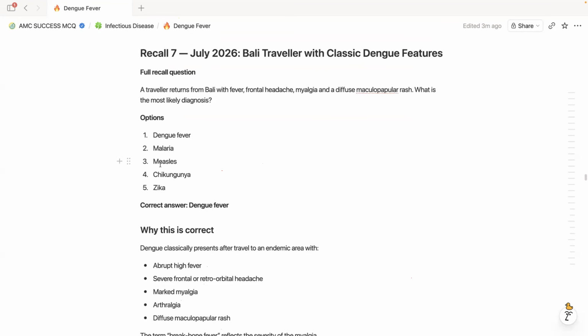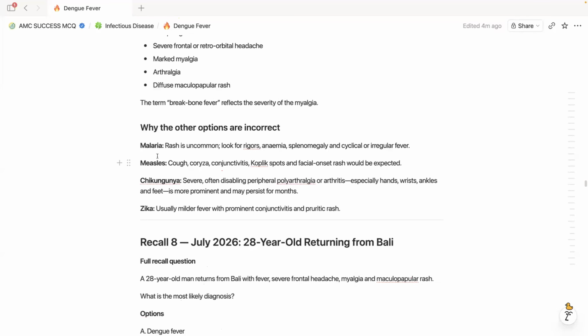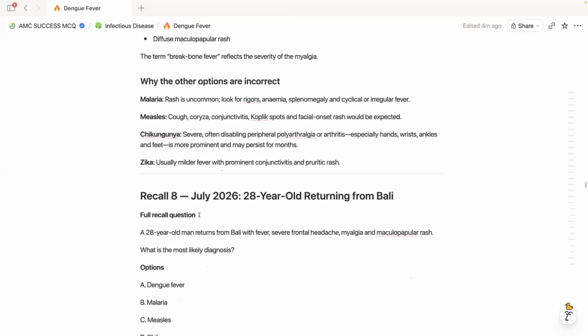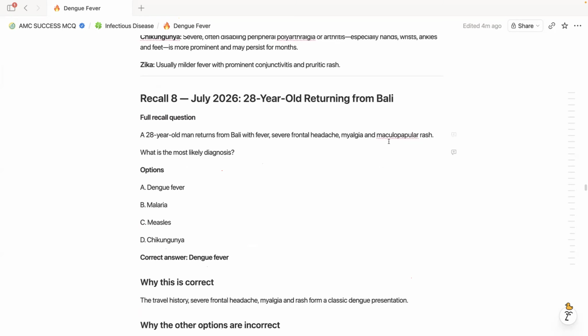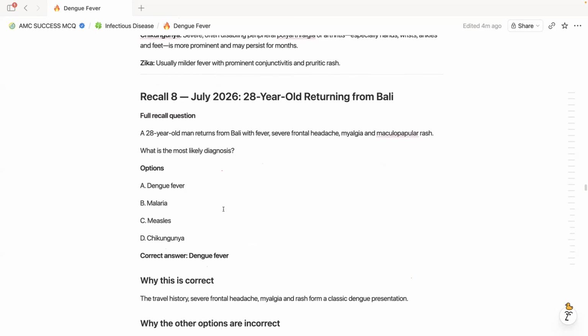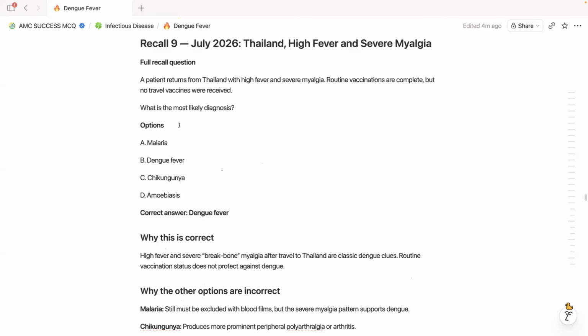Don't think about malaria, measles, chikungunya, Zika. Only in chikungunya is there severe, often disabling peripheral arthritis, especially hands, wrists, ankles, and feet. It's more prominent and may persist for months. The next: a 28-year-old man returned from Bali with fever, severe frontal headache, myalgia, and maculopapular rash. Again, dengue. So this is almost all repeated, but with different wording.